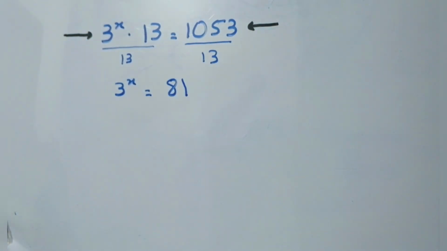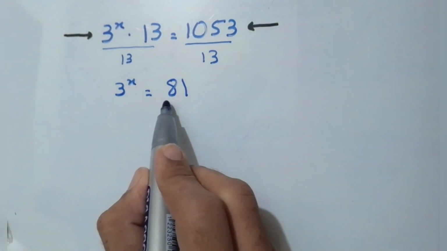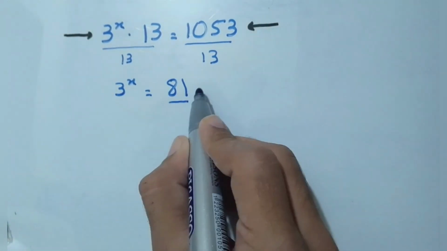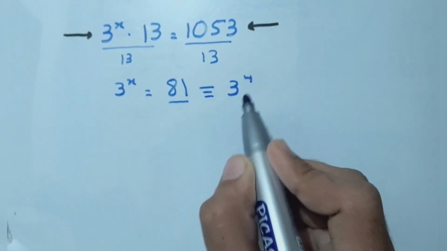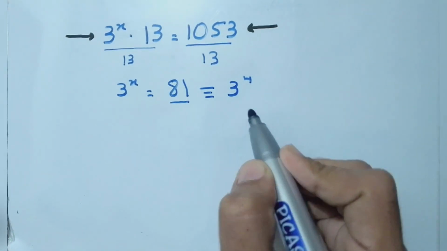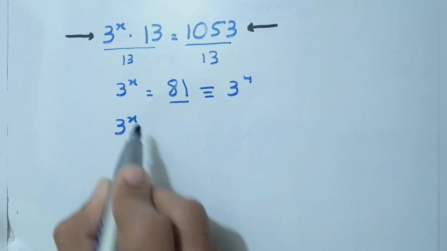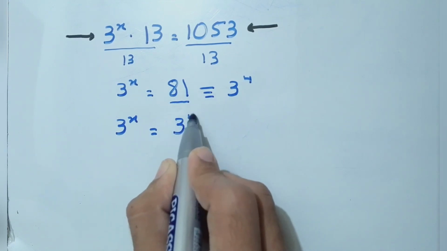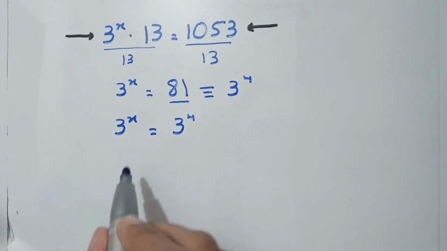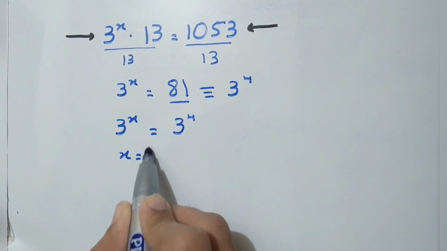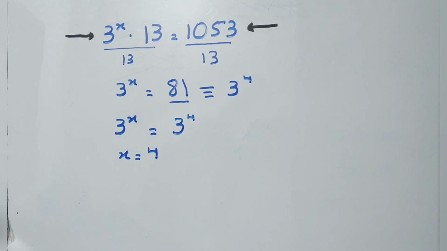Now we've simplified everything down to 3 raised to power of x is equal to 81. What does this mean for x now? Let's solve it. We know that 81 is actually equal to 3 raised to power of 4. So 3 raised to power of x is equal to 3 raised to power of 4, and when the bases are the same, the exponents must be equal. Hence the value of x is equal to 4. That's it. The value of x is equal to 4.